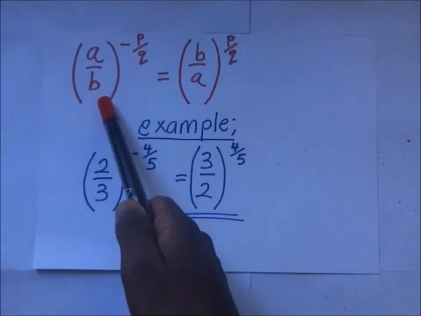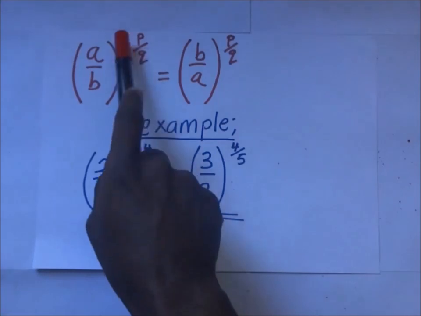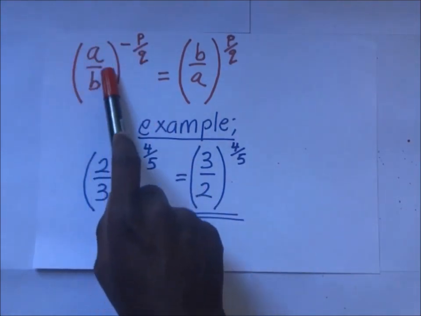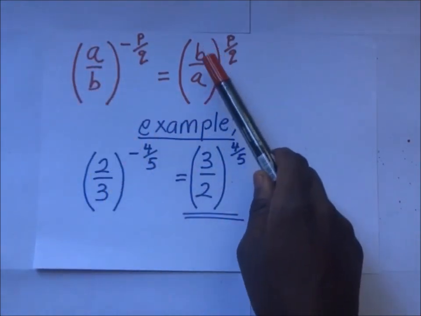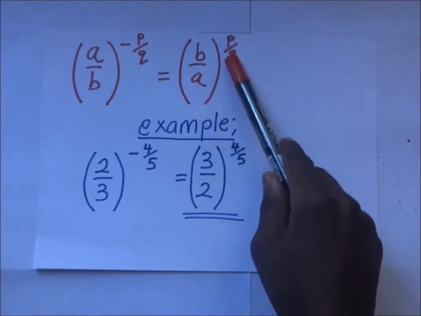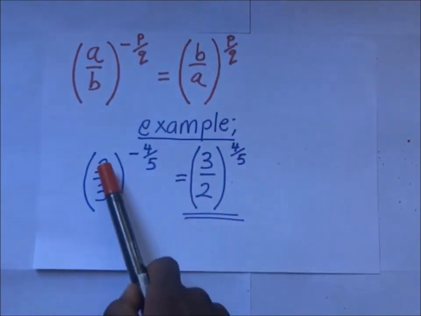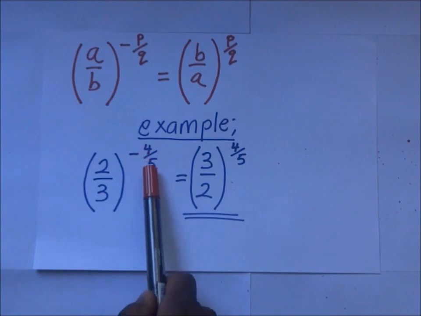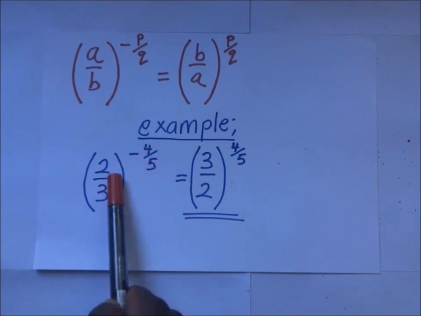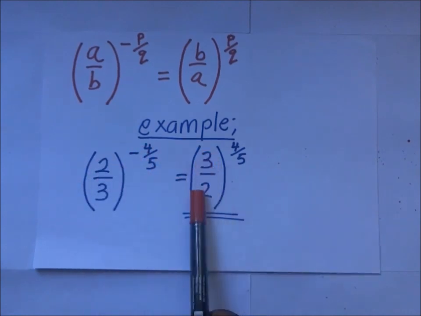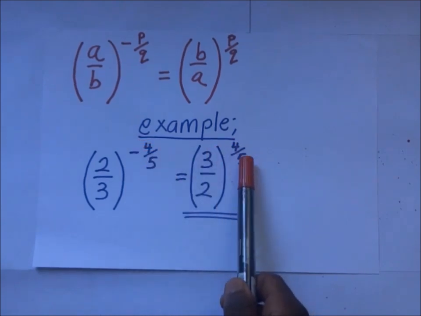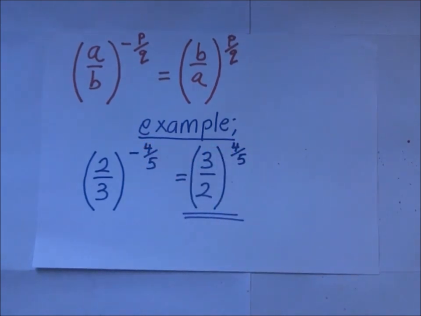Then if it is a over b to the power negative p over q, to remove this negative again, we get the reciprocal of this fraction. So it's going to be b over a to the power p over q without the negative. Just like here, 2/3 to the power negative 4 over 5, to get rid of that negative, we get the reciprocal of this, which is 3 over 2 to the power 4 over 5 without the negative.